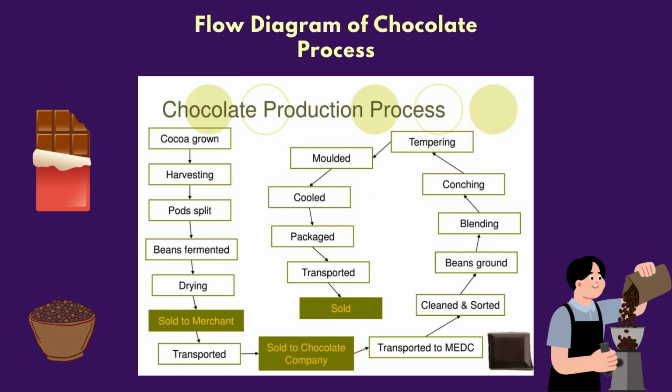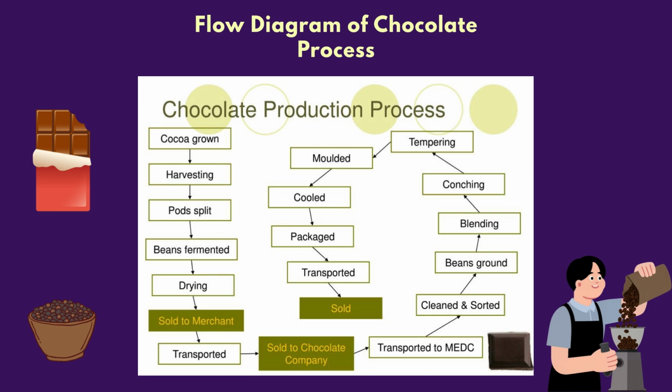So here is the flow diagram of the process. The process starts with the cocoa being grown and harvested, followed by splitting the pods and fermenting the beans. Then the beans are dried and transported.